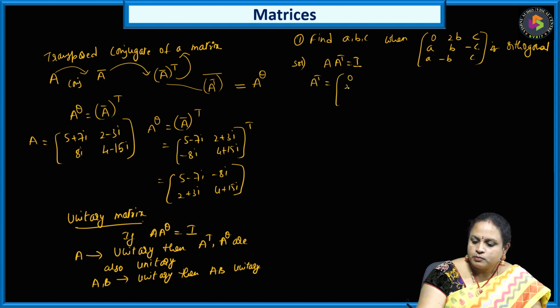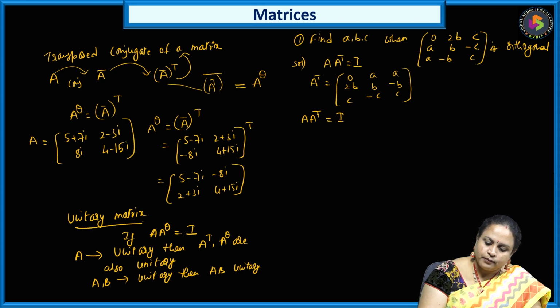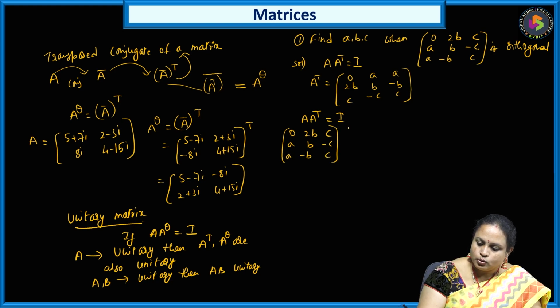Now let us find out A transpose. What will be A transpose? 0, 2b, c, a, b, minus c, a, minus b, c. Now, A into A transpose equals I. So, multiply A into A transpose. That is 0, 2b, c, a, b, minus c, a, minus b, c into A transpose, which is 0, a, 2b, b, minus b, c, minus c, c.